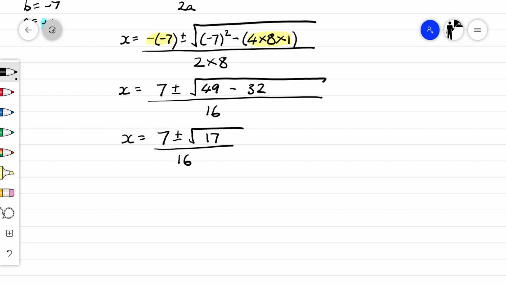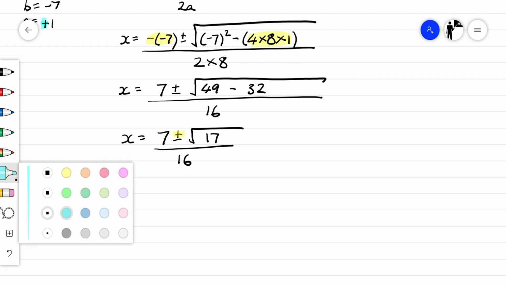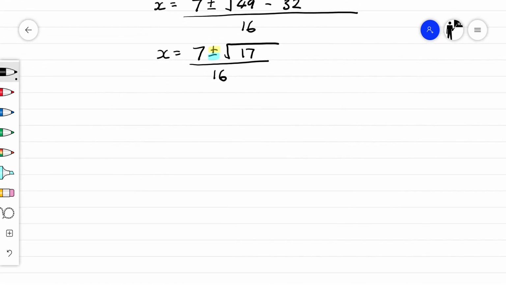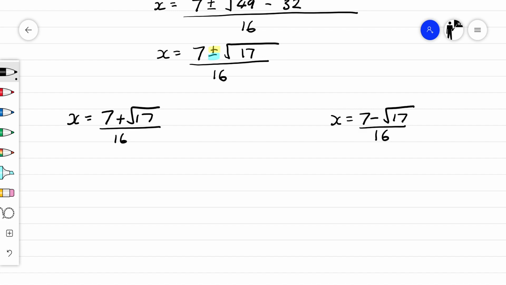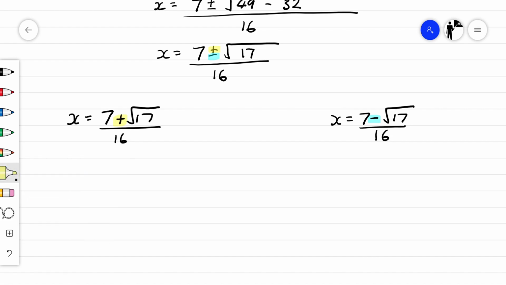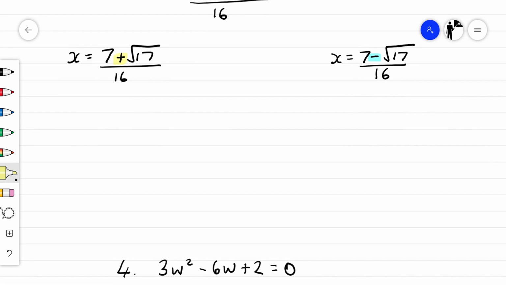Okay, so we're now at the stage where we can split them into our two options, because we've got this plus option here, and this minus option here. So we could have x equals 7 plus root 17 over 16, or we could have x equals 7 minus root 17 over 16. We're essentially just splitting those two options, because remember, when we have a quadratic formula, we more often than not have two roots.